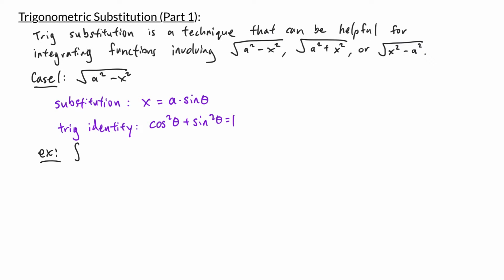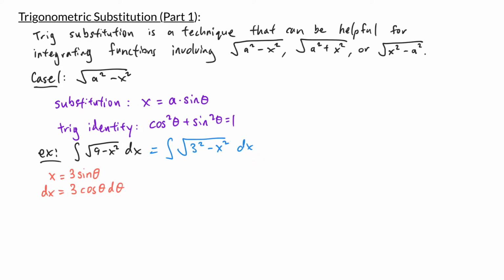Let's look at the integral of square root of 9 minus x squared dx. We can think about this as the integral of square root of 3 squared minus x squared. So in this case, our a is 3. What we want to do here is to make a substitution x equals 3 times sine theta. Taking the derivative of both sides, we get dx is equal to 3 cosine theta d theta.